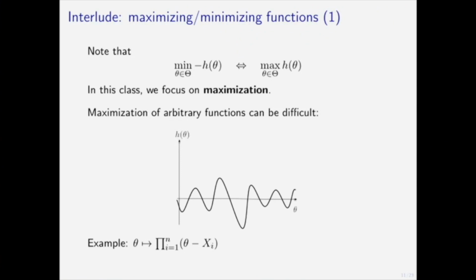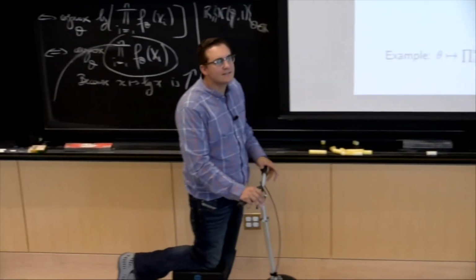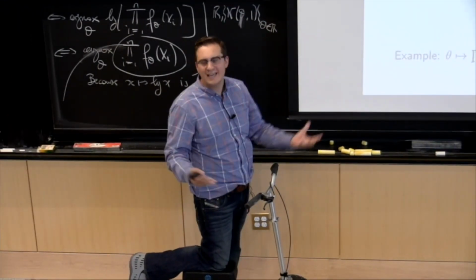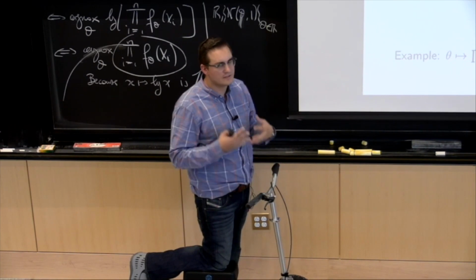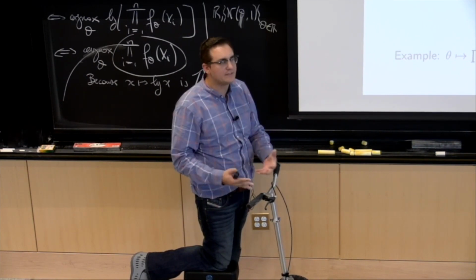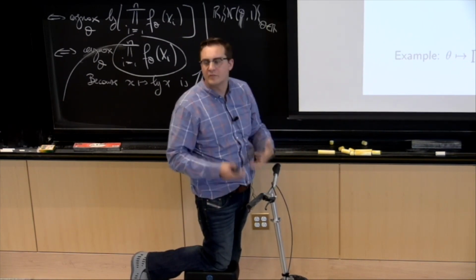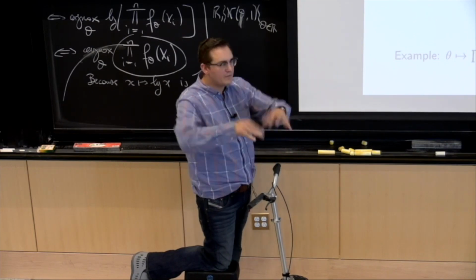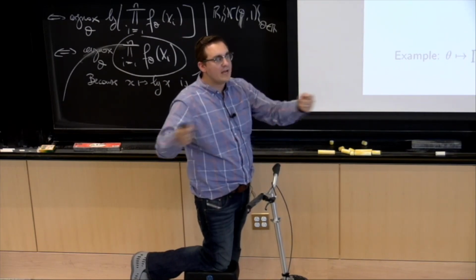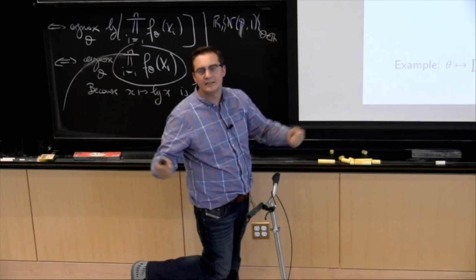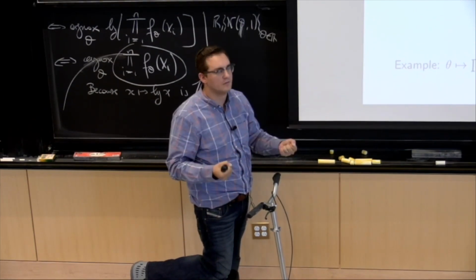OK, so I have a lot of candidates, and if my function can be really anything, it's going to be difficult, whether it's analytically by taking derivatives and setting them to 0, or trying to find some algorithms to do this. Because if my function is very jittery, then my algorithm basically has to check all candidates, and if there's a lot of them, it might take forever.